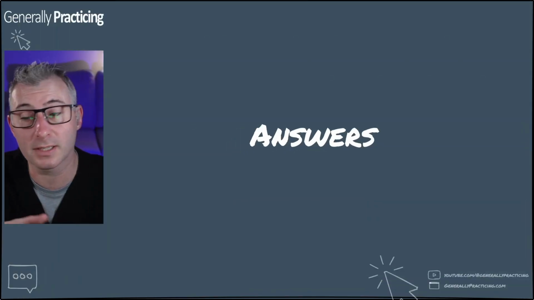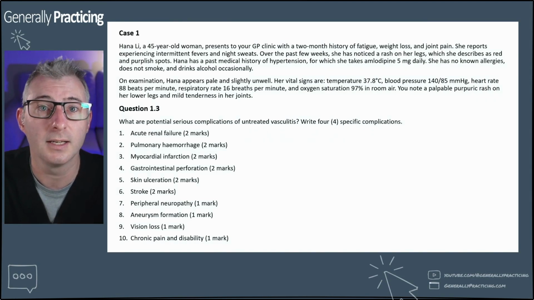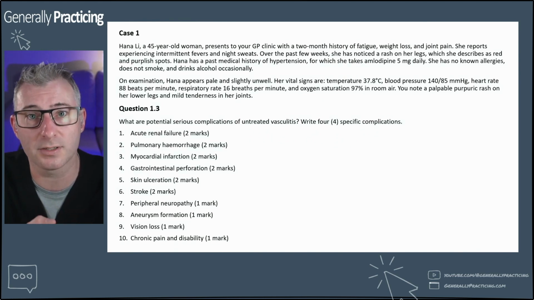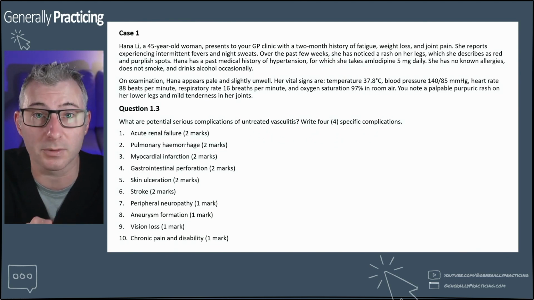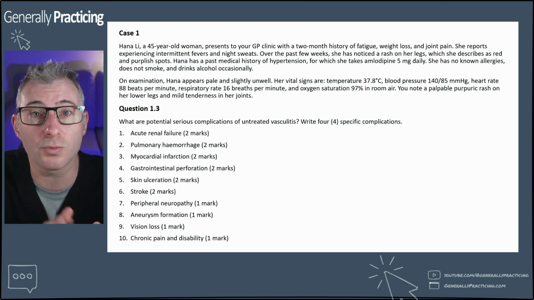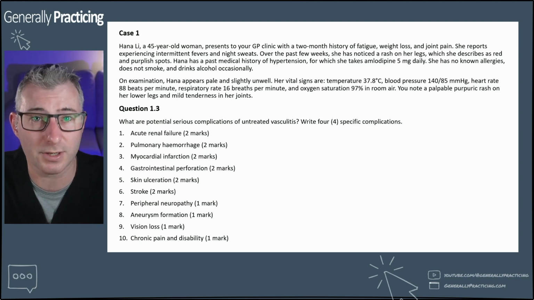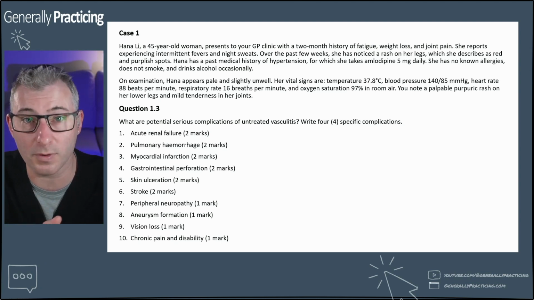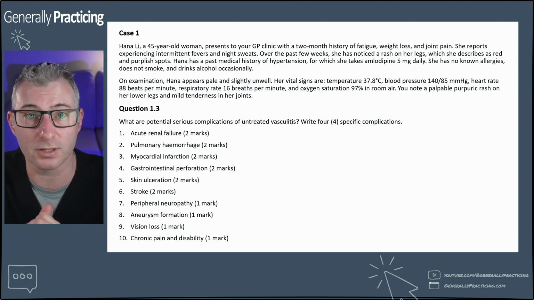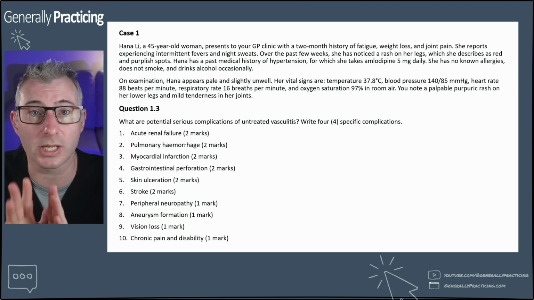All right, time is up. Let's have a look at some answers here. So heaps of complications, and of course, these are things that you should be pretty familiar with. One of the big ones is acute renal failure, pulmonary hemorrhage, myocardial infarction, gastrointestinal perforation, skin ulceration, stroke. All of those things are going to get you 2 marks.